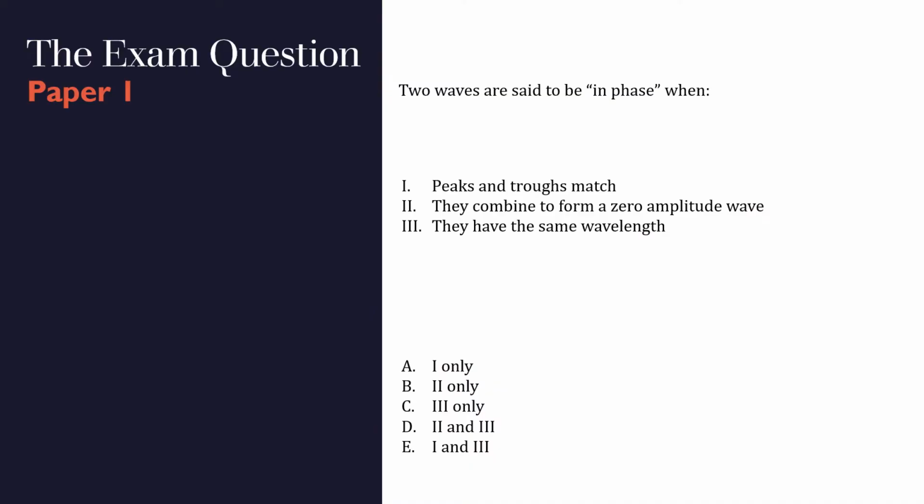Here's an exam question. Two waves are said to be in phase when 1, peaks and troughs match, 2, they combine to form a zero amplitude wave, or 3, they have the same wavelength. And then we get a variety of options.